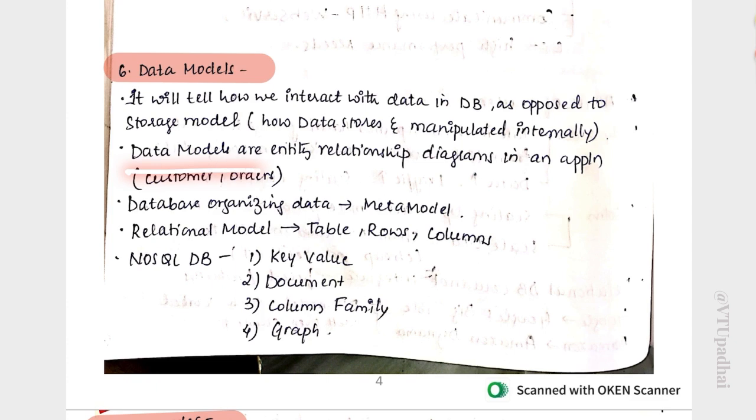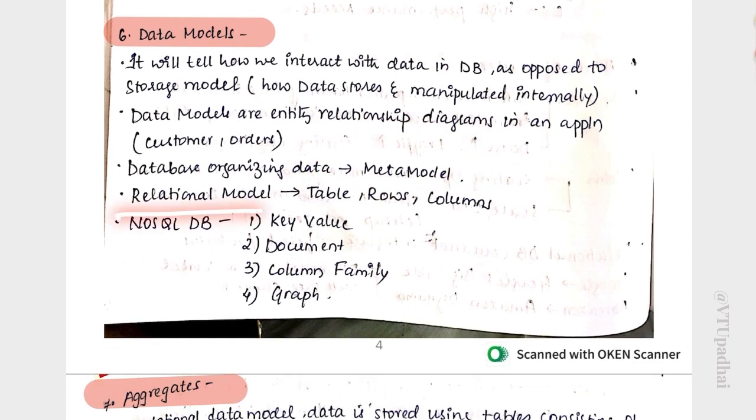Developers refer to data models as entity relationship diagrams in an application. An application example is customers and orders. We saw it previously, right? Customers were there, orders were there, and all of that. So the database organizes data in a metamodel. In the actual context, data model refers to how the data is organized. It is also called a metamodel.